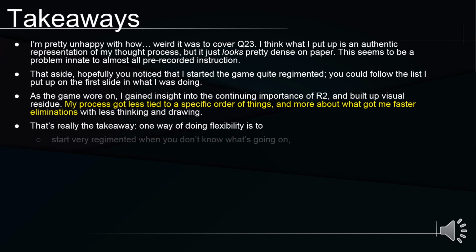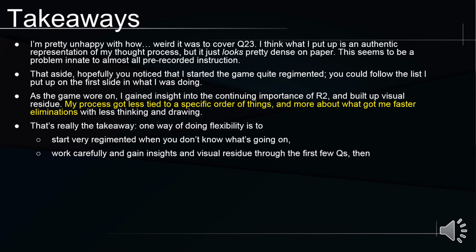One way of doing flexibility is to start very regimented when you don't know what is going on. Just be like, okay, since I don't know what's going on, let's see if we can make any eliminations based on deductions. No? Well then, can we make any eliminations based on rules? No? Can we make any eliminations based on visual residue? No. Well then, we're just going to brute force. And so you kind of stick with that order.